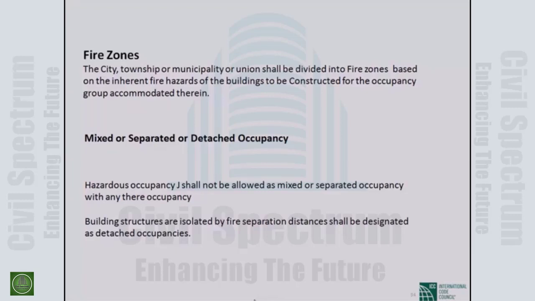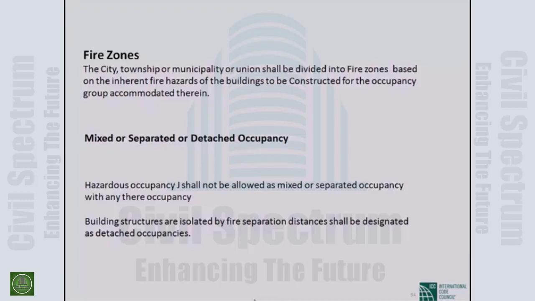Second, what is separate occupancy? Again the example: the residence, assembly, and office. I make an area which is assembly and separate it differently, so there will be no mixing of residence and no mixing of office with the assembly.